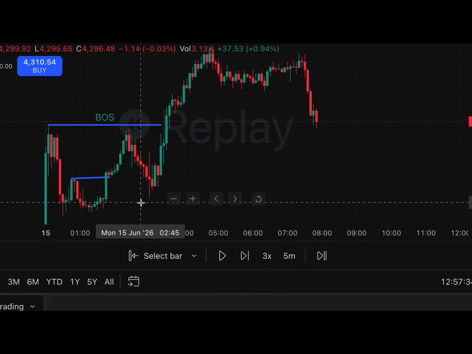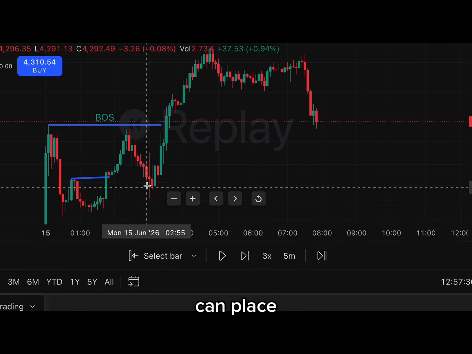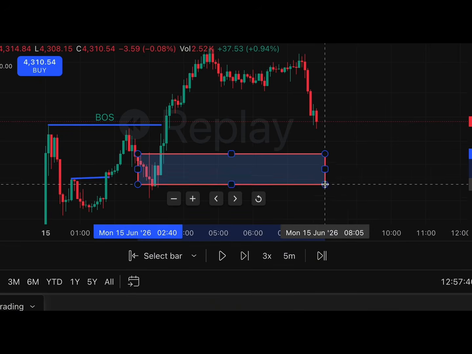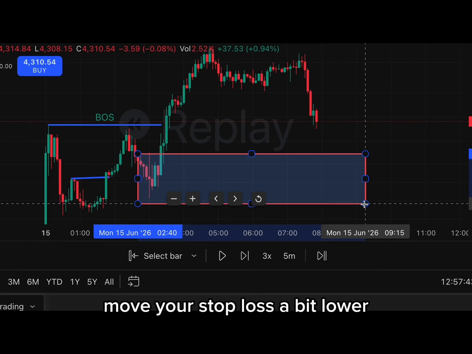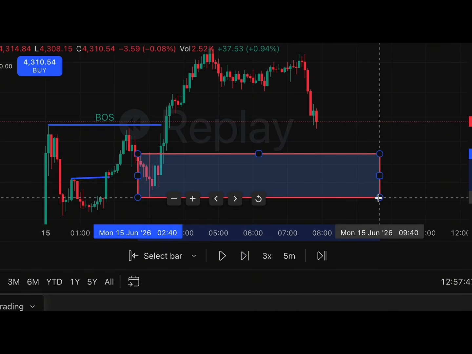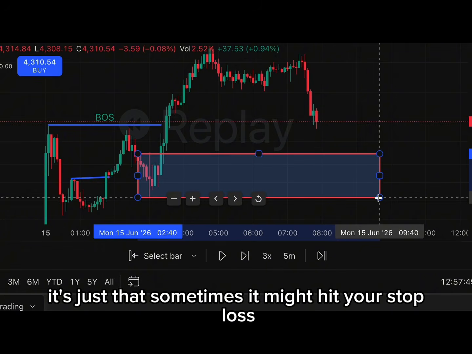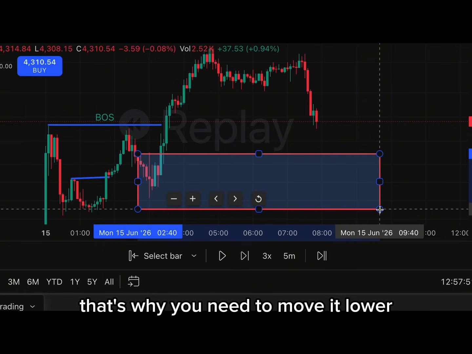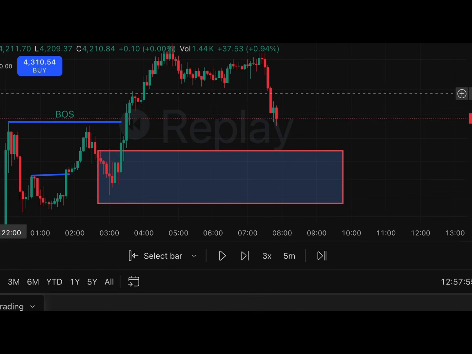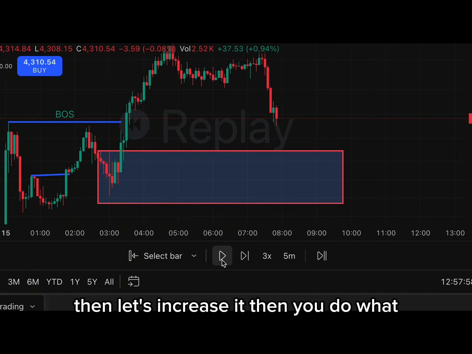You can place your entry around here, move your stop loss a bit lower, or you can put it here. It's just that sometimes it might hit your stop loss. That's why you need to move it lower. Okay, then let's increase it. Then you do what?